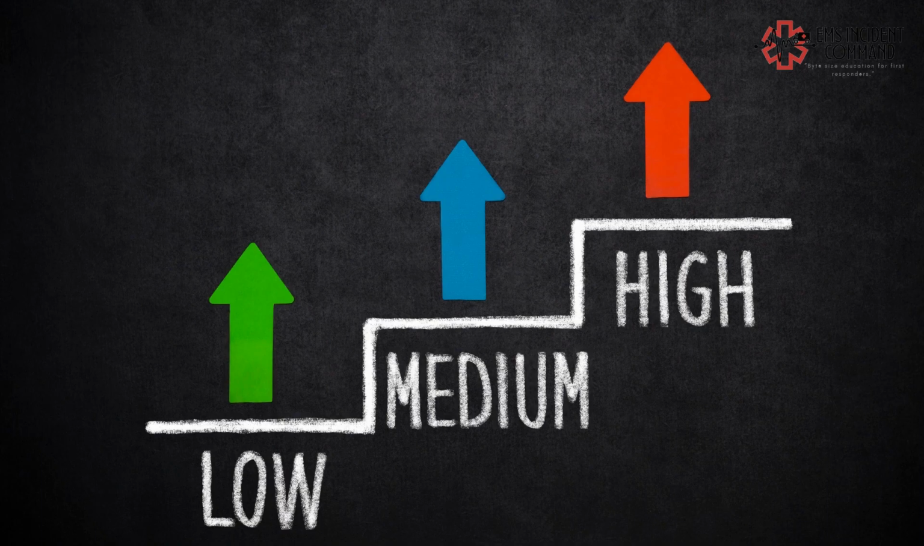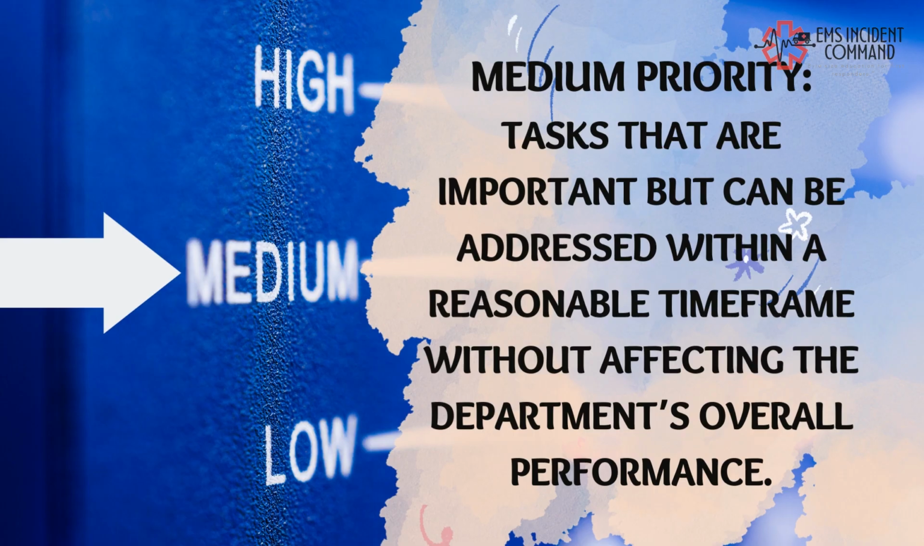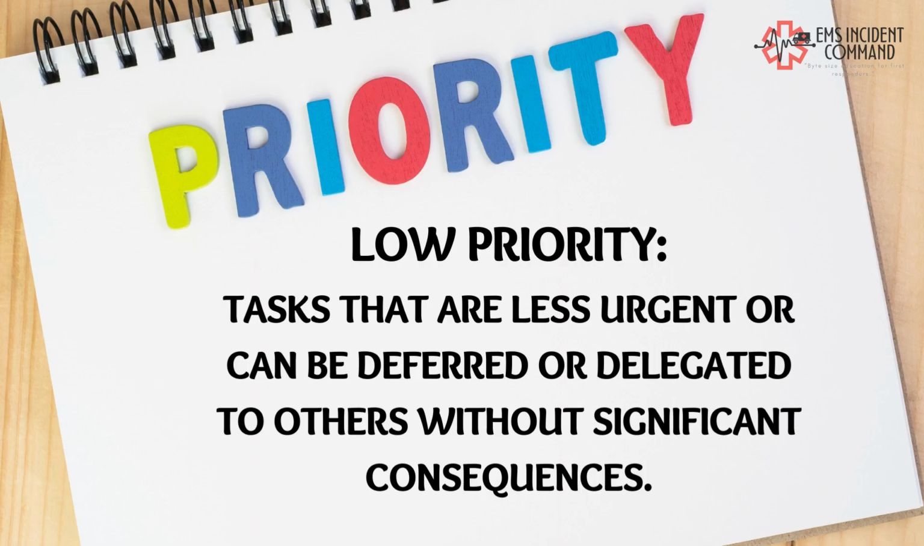For example, a common approach is to use a 3-level priority system, which includes 1. High priority. Tasks that require immediate attention and have a significant impact on the department's operations, safety, or reputation. 2. Medium priority. Tasks that are important but can be addressed within a reasonable timeframe without affecting the department's overall performance. 3. Low priority. Tasks that are less urgent or can be deferred or delegated to others without significant consequences.